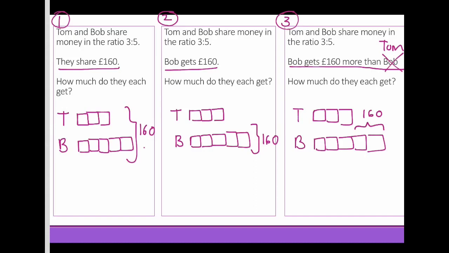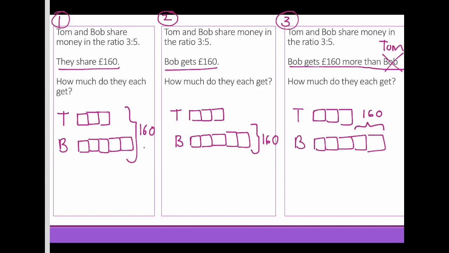So the questions, the first line of each question is exactly the same, and our diagram starts exactly the same. But the difference is they share 160, so all of that's 160. Bob gets 160, so just this bit's equal to 160. And Bob gets 160 more than Tom, so this bit, the more bit, the extra part is 160.